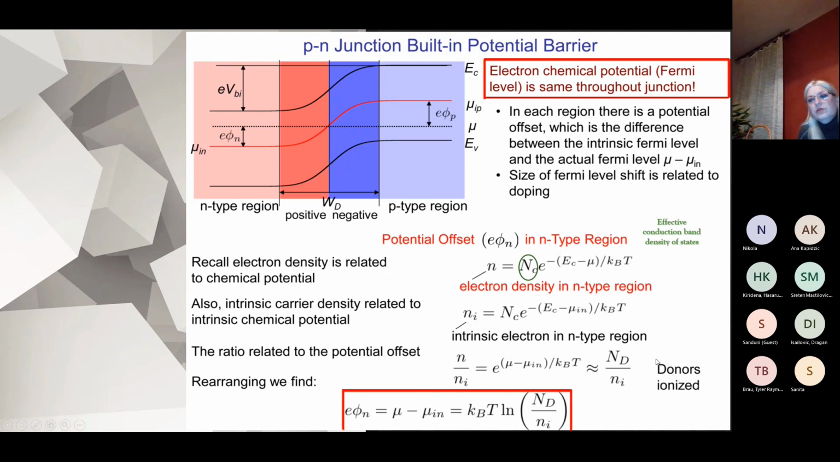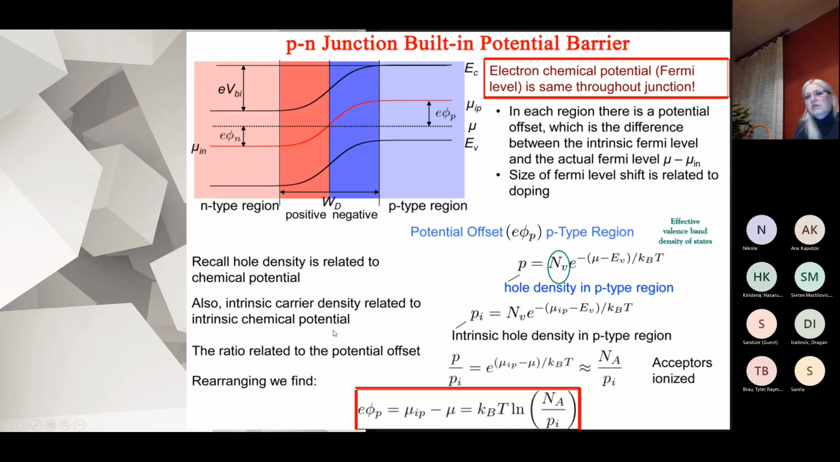Of course, if all donors are ionized, as we said in the last lecture, then far away in the n-type region the number density of donors will be the same as the number density of electrons.